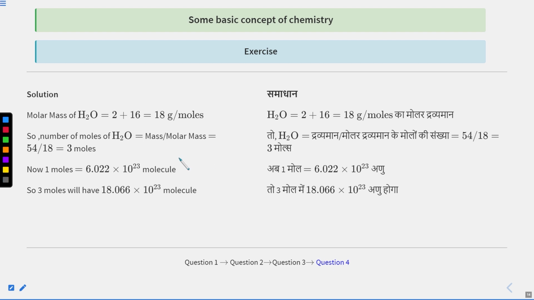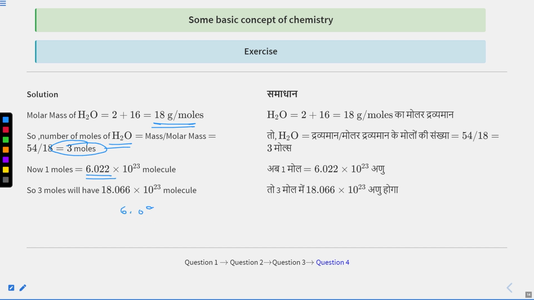So you can see here, molar mass of H2O is 18 gram per mole, 16 for oxygen and 2 for 2 hydrogens. Number of moles of water we have calculated as given mass by molar mass. Given mass is 54 gram and molar mass is 18. 18 3s are 54, so 3 moles. Total number of moles are 3 moles. Now 1 mole contains 6.022 into 10 to the power 23 molecules.